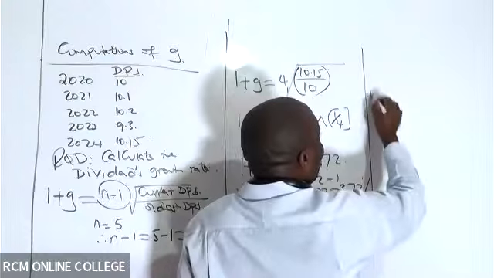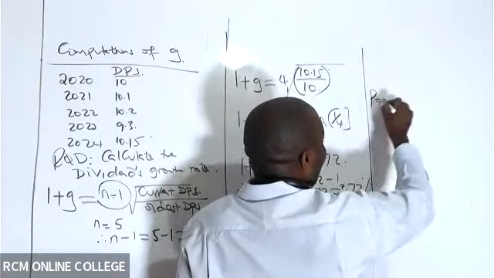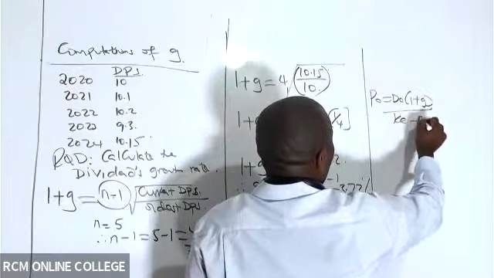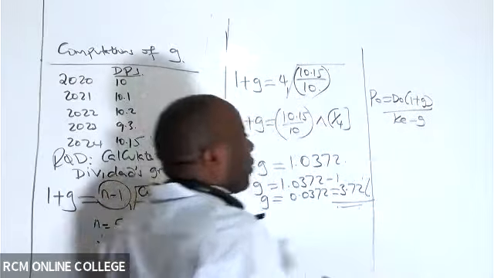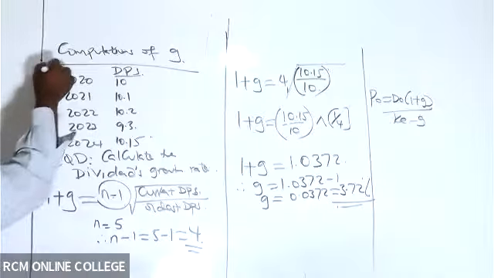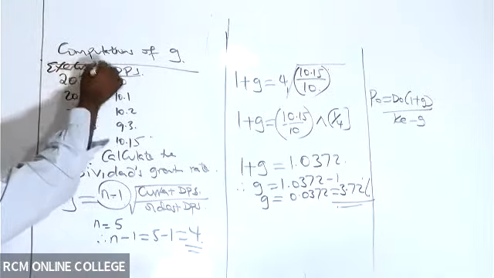When we'll be talking about valuation of a firm, you'll see our P0 equals D0 times 1 plus G, all over cost of equity. So this G, nobody will ever give you the G. You must know how to calculate it. So I wish you wrote here exercise 1. This is exercise 1.